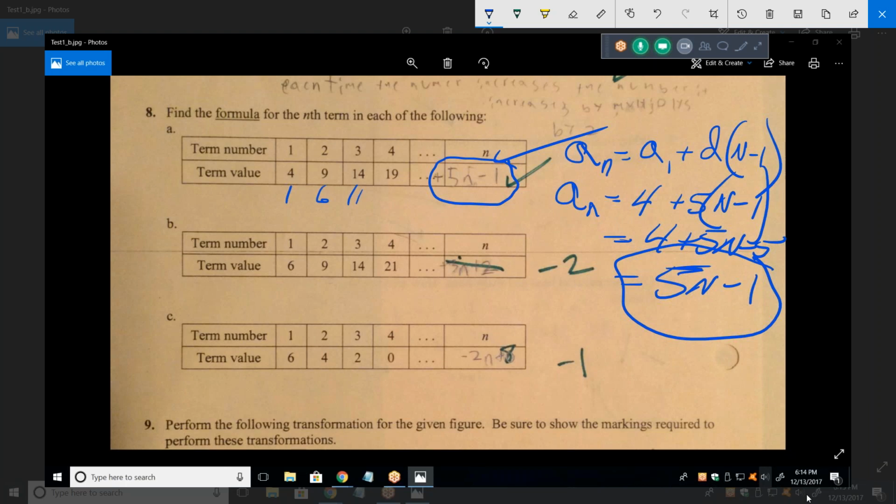Yeah. Plus 1. Yeah. No, 5n plus 4. I don't know. Anyway, you got that one right. So let's look at the next one.